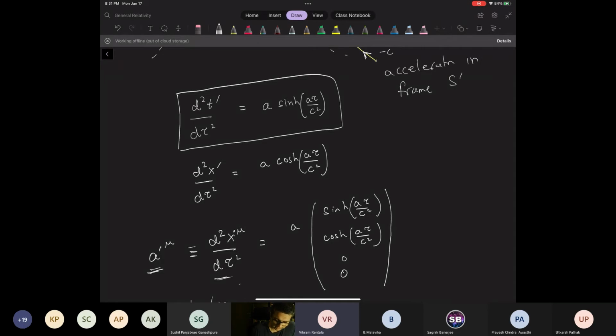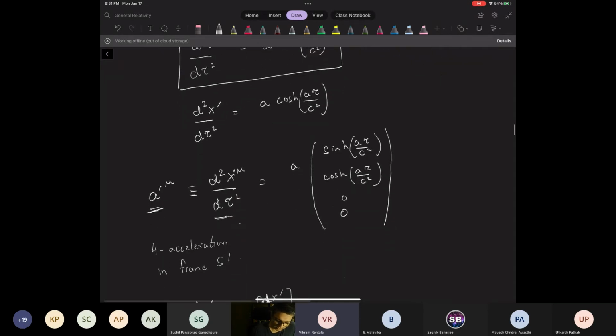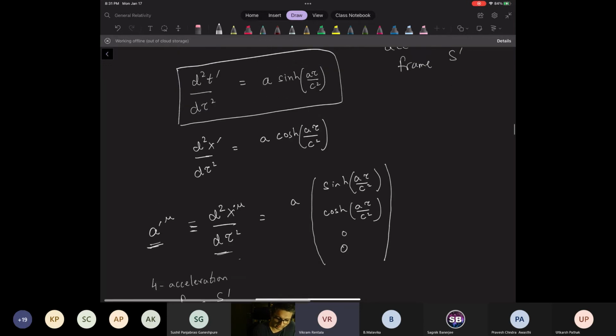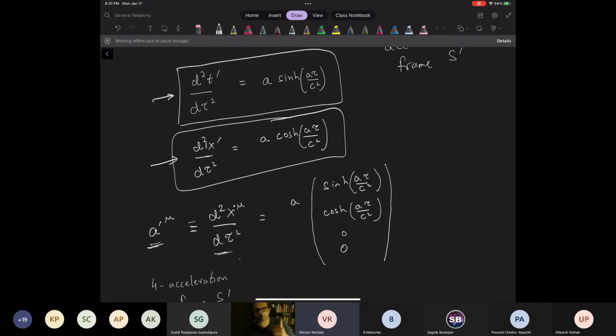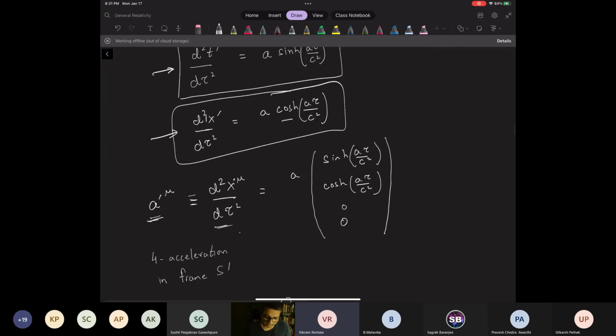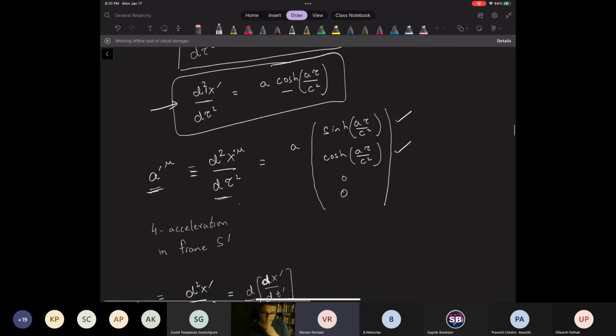And this you can work out again. You just have to differentiate t prime with respect to tau and x prime with respect to tau twice. Both of these have to be differentiated twice, and sine hyperbolic you differentiate twice, you get sine hyperbolic. Cos hyperbolic you differentiate twice, you get cos hyperbolic. So what you get is something like sine hyperbolic a tau over c square, cos hyperbolic a tau over c square. So this is the 4-vector acceleration in the frame S prime, and you can clearly see that it is not a constant. The 4-acceleration in the frame S prime is changing.